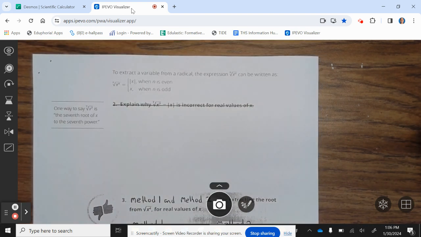To extract variables from radical expressions, the nth root of x to the n can be written as absolute value of x when n is even, x when n is odd. Mark out 2.